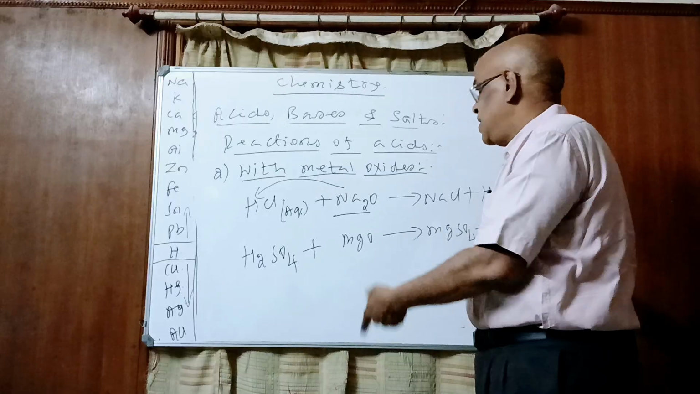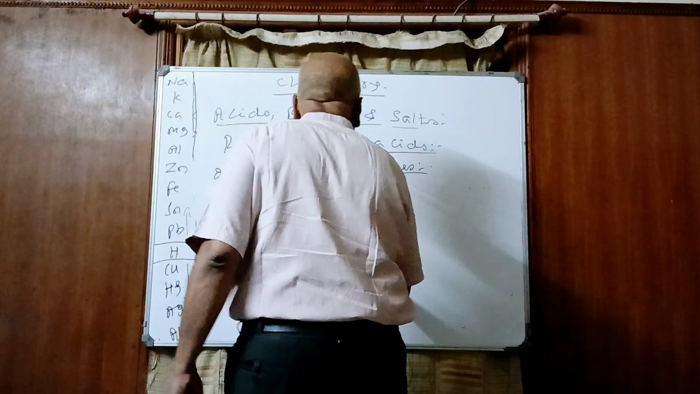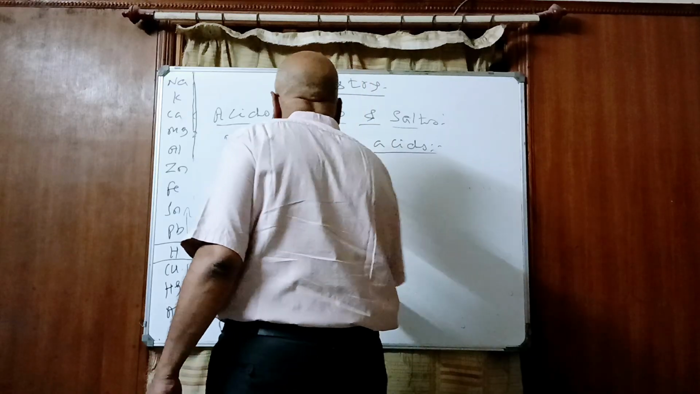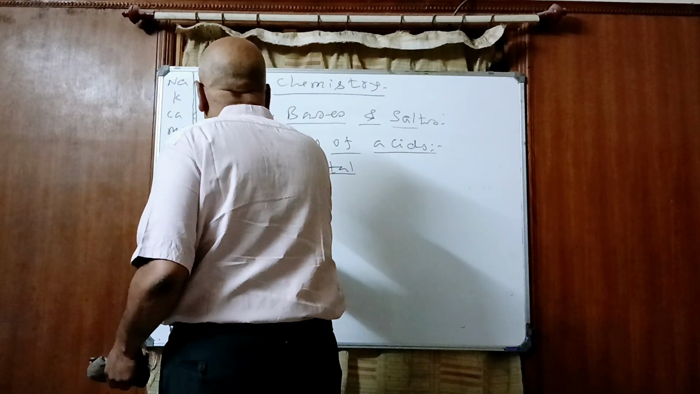Again, I am discussing the third one. Third one is what, children? Metal carbonates. Reactions of acids with metal carbonates.